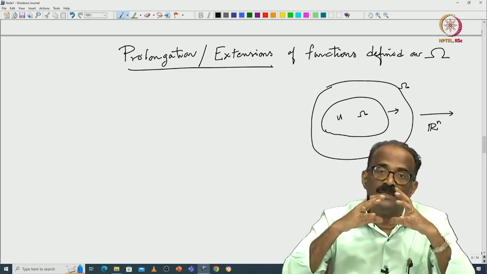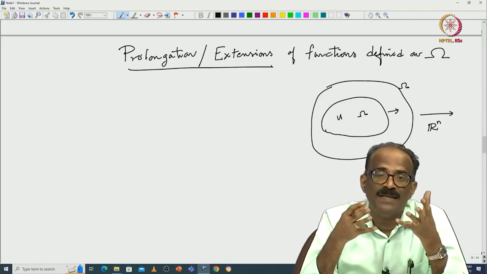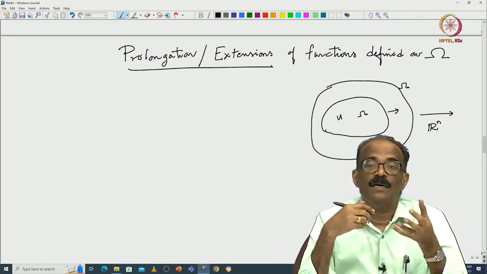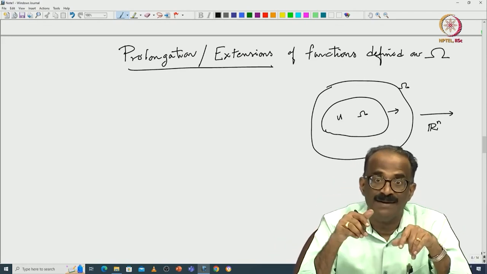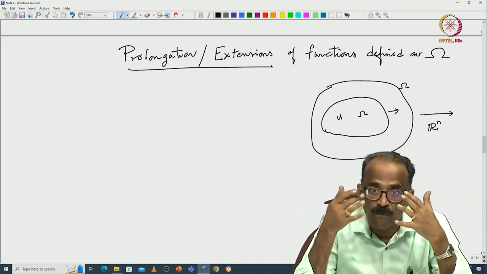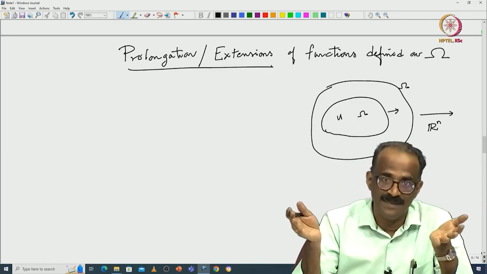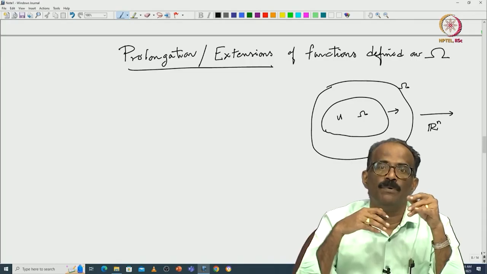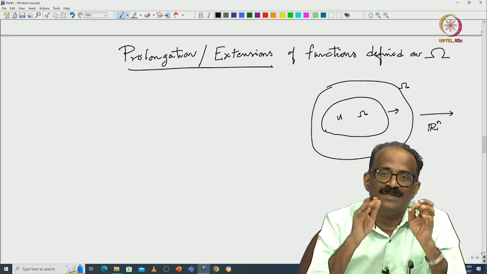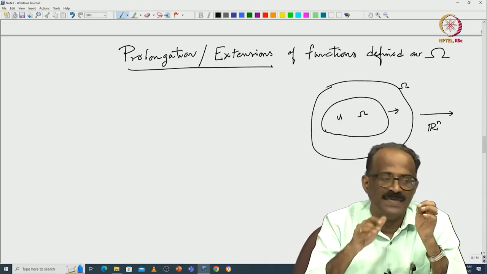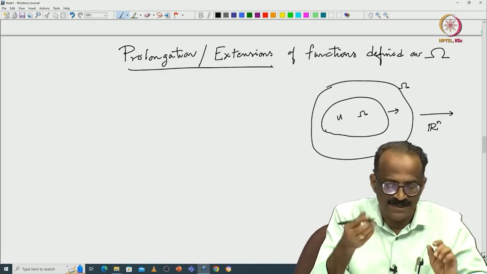Another important thing is that when you extend to all of R n, you will be able to use the global theory like Fourier transform and convolutions. The Fourier transform and convolutions are defined on R n, in the full space. So that powerful theory of Fourier transform and convolutions can be used to extend the function and then conclude about the function in the domain. So the extensions of functions play a vital role in the analysis of PDEs. But then the extensions are not that trivial.